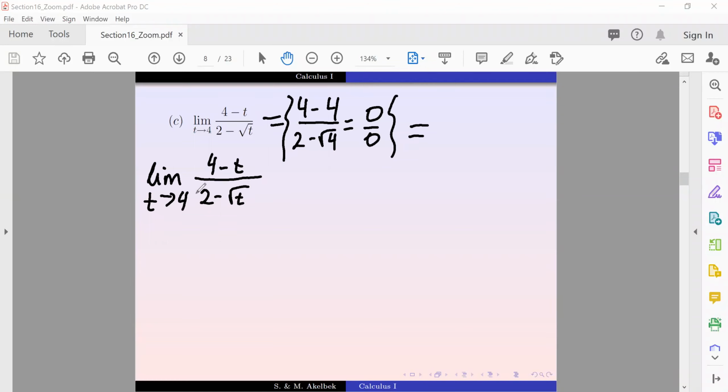Conjugate is the term that is with plus. If you have minus, it's going to be with plus. So in that case, we're going to multiply on the bottom 2 plus square root of t. Whatever I do on the bottom, I need to have on the top: 2 plus square root of t. You cannot multiply by different terms, otherwise you're changing the value of the original expression.